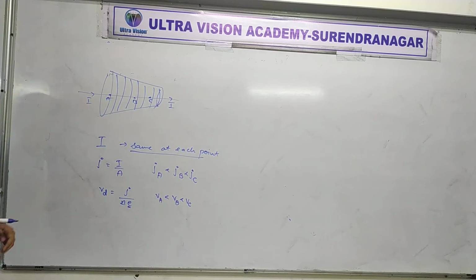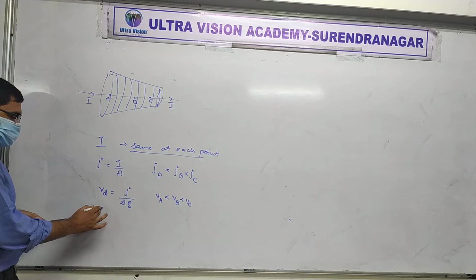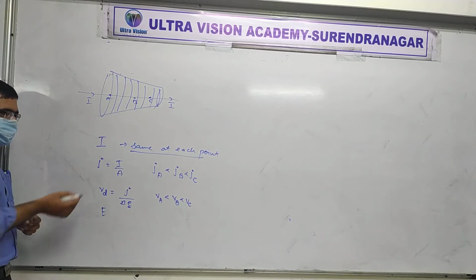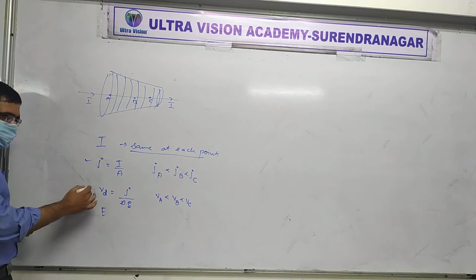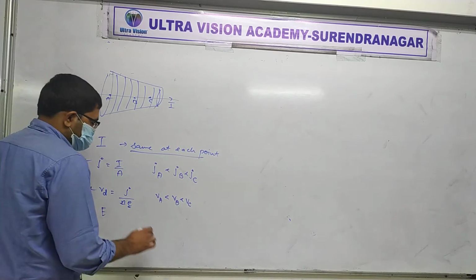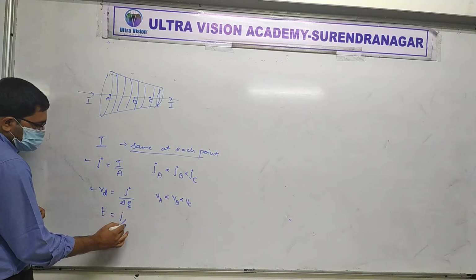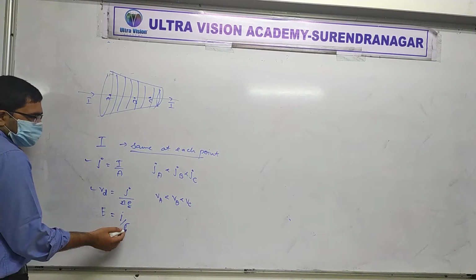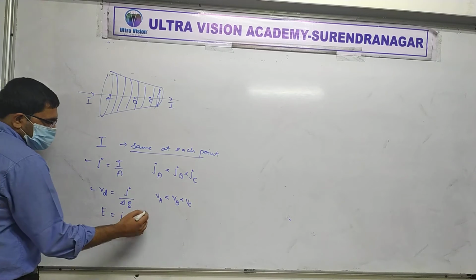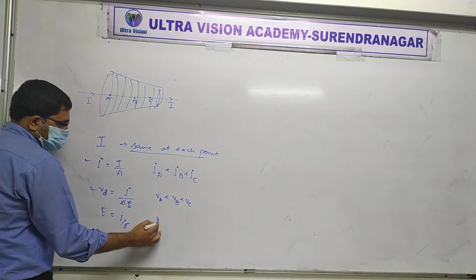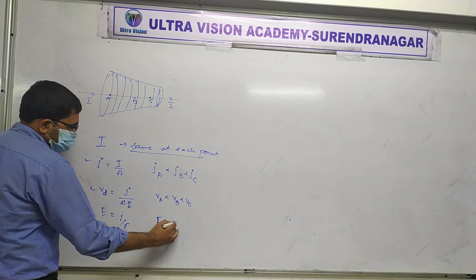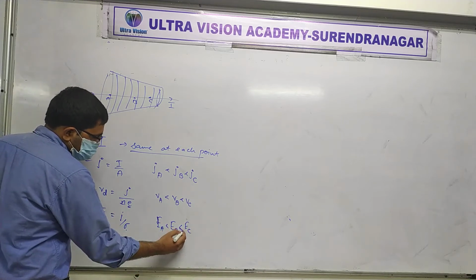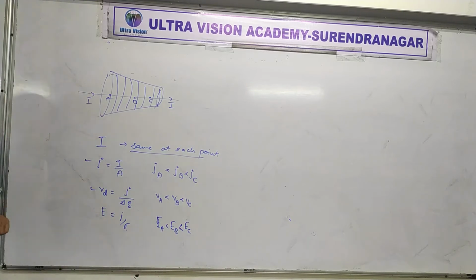What remains? Electric field. Electric field is related with which of these things? J. You can either relate it with this or you can also relate it with this, whichever way you like. So E is equal to J by sigma. Sigma is a property of material. So once again E is proportional to J. So EA will be less than EB, will be less than EC. Got it? That's how you get these things.